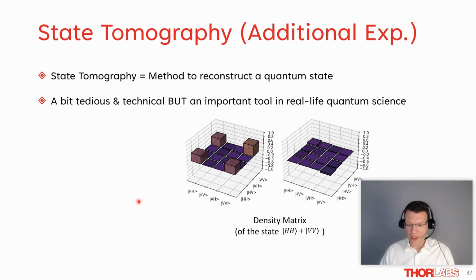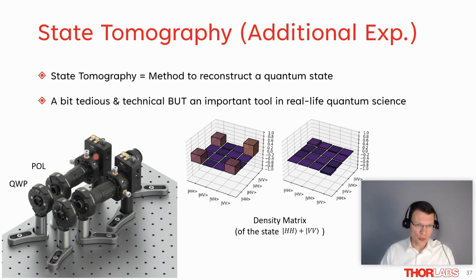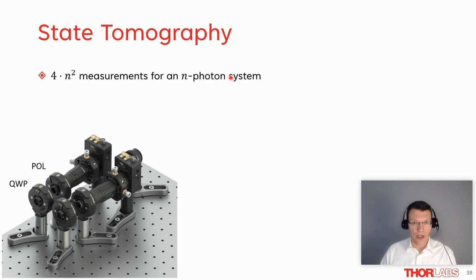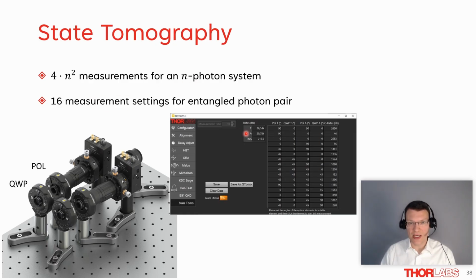In order to get something like this, experimentally you don't have to do much. We keep the arrangement as before. We have our 2 detectors, we have our 2 polarizers, and now we add 2 quarter wave plates, and that's basically all. These are not included in our extension kit, so this is just an additional experiment, but we describe that in detail in the manual. If you have an n photon system, you need 4 times n squared measurements to get the full tomography. Since we have a 2 photon system, we need 16 different settings.